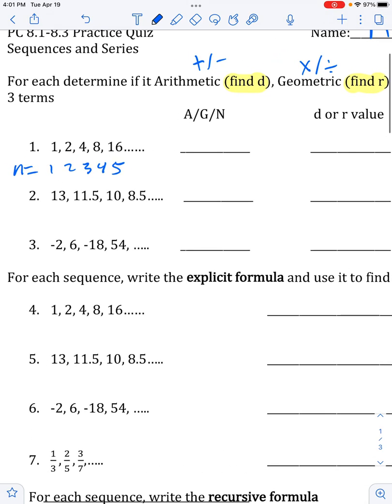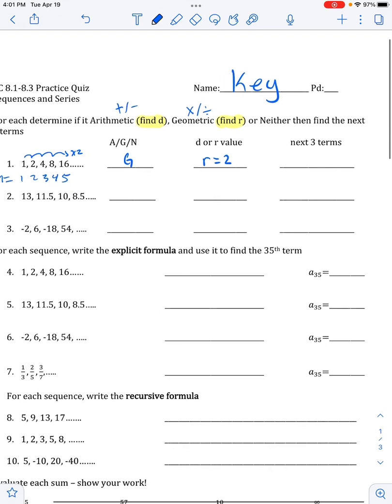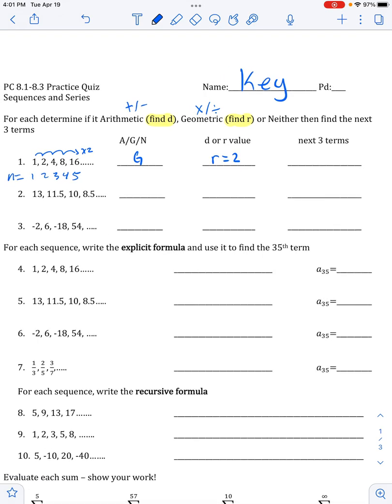So for example, in this first problem, I can see as I go here that I'm multiplying by 2. So I'm going to have a geometric option, and it's going to be an R value of 2. So over here it wants the next 3 terms. So I'm just going to continue to do that pattern since I already know that it's ending at 16. So I'm going to have 16. I'm just going to multiply that by 2, and I'm going to get 32, times 2, times 2, and so on, except it just wants 3. So I'm not going to go so on.